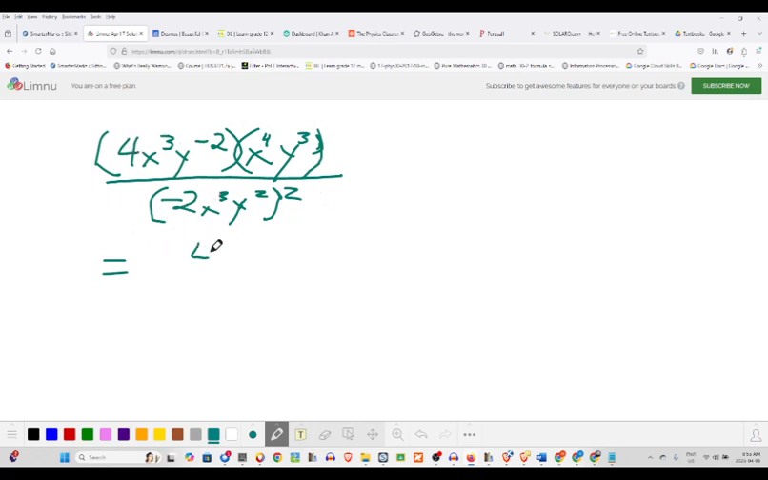So we start with a 4, it's our only constant. X cubed times x to the 4th, we add those, gives us x to the 7. Y to the negative 2 times y cubed is y, and I'm going to explicitly write the 1 for the intermediate step, even though it's optional. When we're squaring it, we could treat each of these as an individual square. A negative times a negative is a positive. So negative 2 squared is 4.